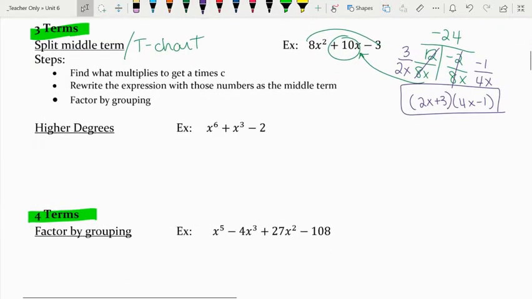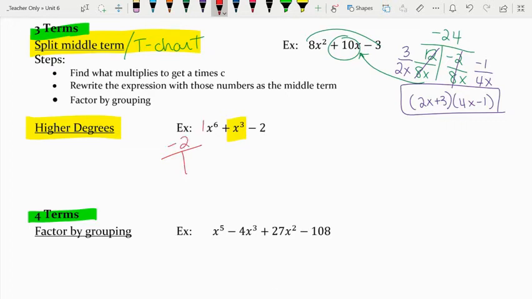Remember, it doesn't matter what order you put those in. If it is a higher degree, you do the exact same thing, except instead of an x in the denominator, you use whatever matches the middle. So in this case, our first times last would be 1 times negative 2, which is negative 2. And we need to add to a positive 1, so we would have 2 and negative 1. This time, our a value, that's the third, goes in the denominator because it needs to match the x degree in the middle. I should say x degree in the middle, not its value.